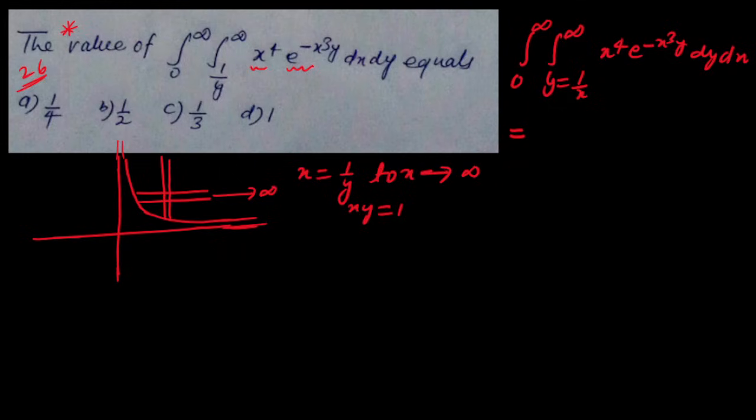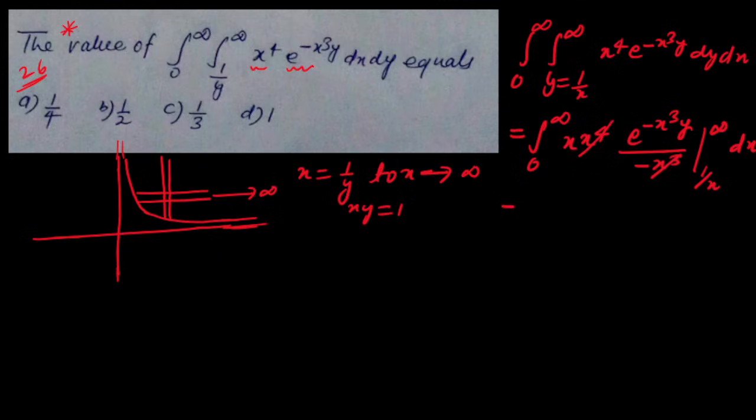Now moving ahead, I have to integrate it with respect to y first. So I take 0 to infinity. x to the power 4 is a constant. Integration of e to the power minus x cube y will be e to the power minus x cube y divided by minus x cube, because the coefficient of y is minus x cube. Limit is 1 by x to infinity dx. So this x to the power 4 and minus x cube cancel. I will get x here. So I write it separately, 0 to infinity minus x e to the power minus x cube y, and the limit here is 1 by x to infinity dx.